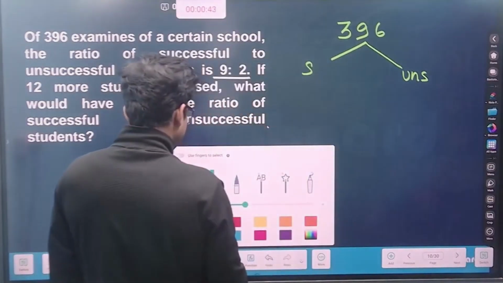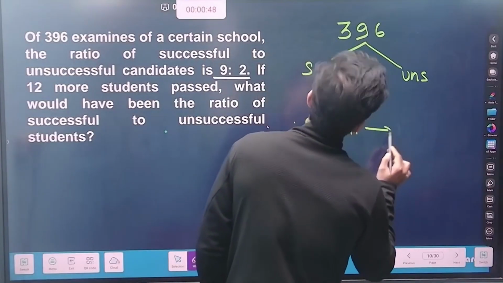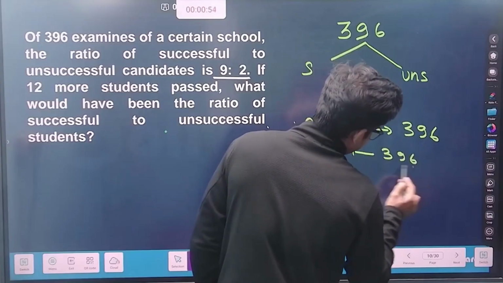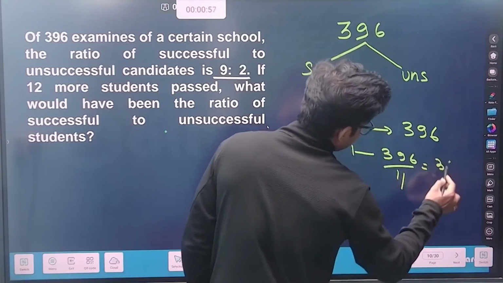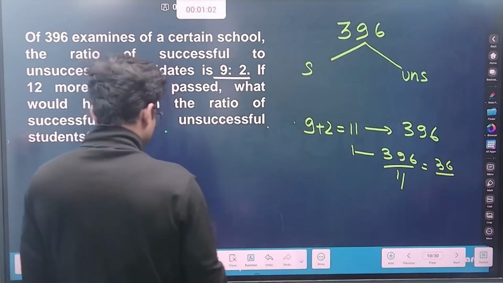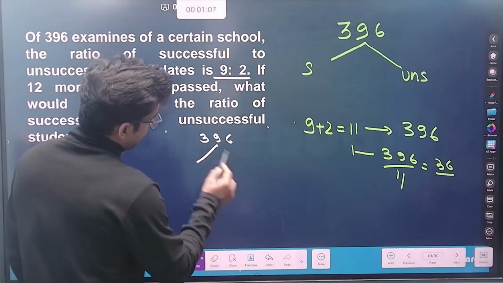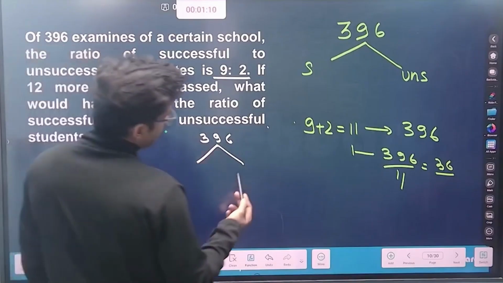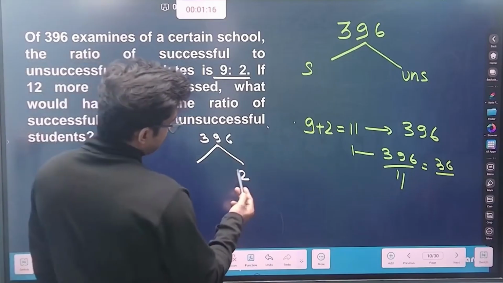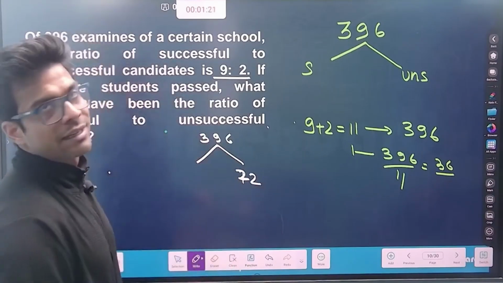So from here technically what I can say, that 9 plus 2 is basically 11. 11 value is equal to 396. So the one value would be 396 by 11, correct? Which is 36. So one value is 36, correct? And so I can write down here. It was mentioned in the question that 396 is getting bifurcated into successful and unsuccessful, where 2 is the unsuccessful and one value is 36, then this value would be 72.